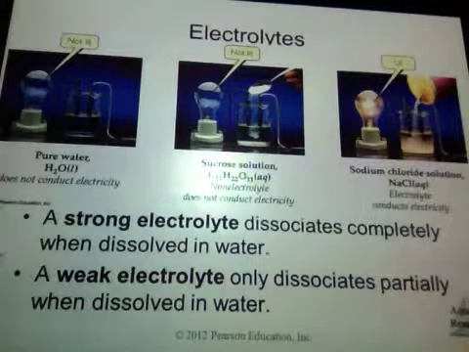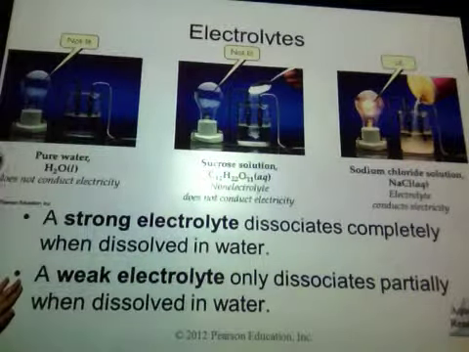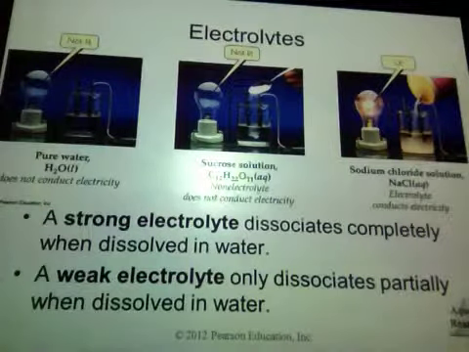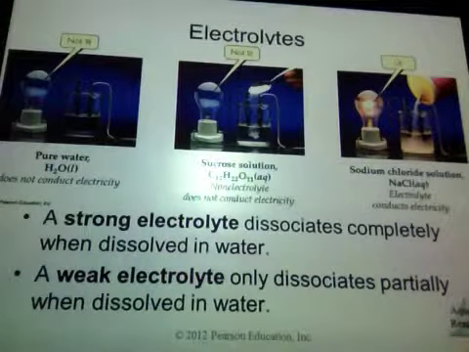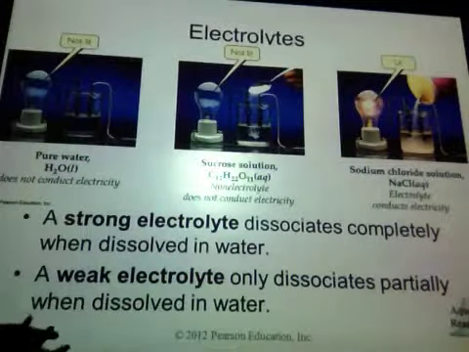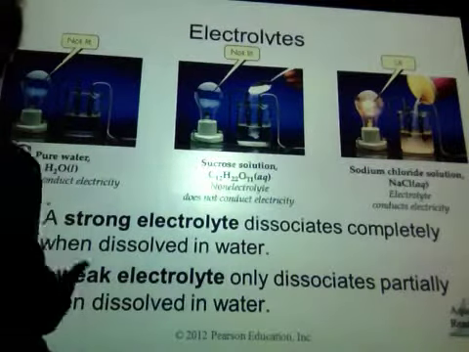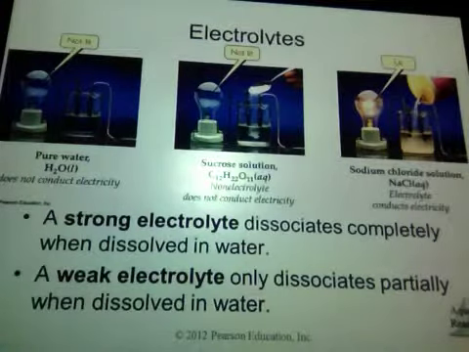So strong electrolytes dissociate completely when dissolved in water. A weak electrolyte only dissociates partially when dissolved in water. And a non-electrolyte is one that won't dissociate into ions at all, and that's one that will not conduct electricity. A strong electrolyte will conduct electricity very well. A weak electrolyte will conduct electricity just a little bit. And again, a non-electrolyte, not at all.